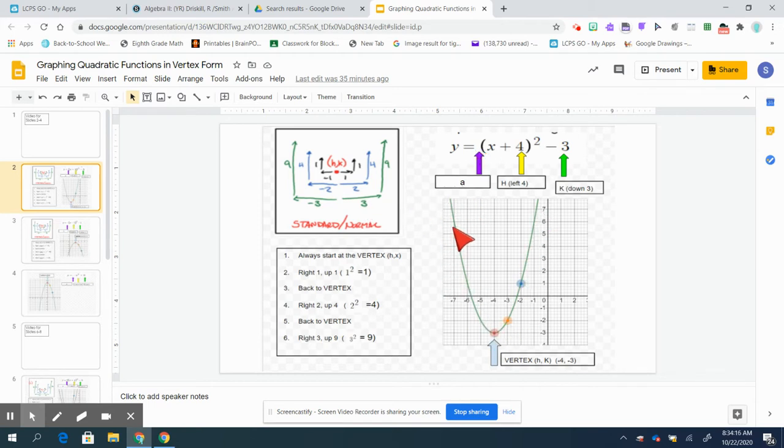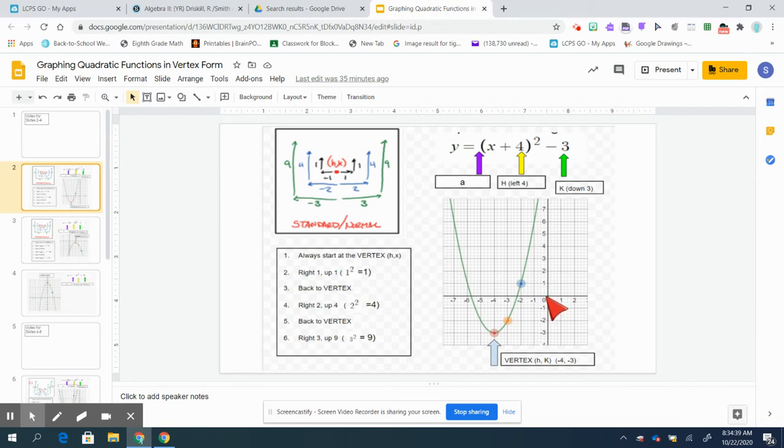Okay, so the first thing we need to do for all of these is we always start at the vertex, which is HK. So we're going to look at our equation here. We find that our H value here, if it says +4, we do the opposite of what we think, and we'll be going left 4. And our K value is a -3, so we'll go down 3.